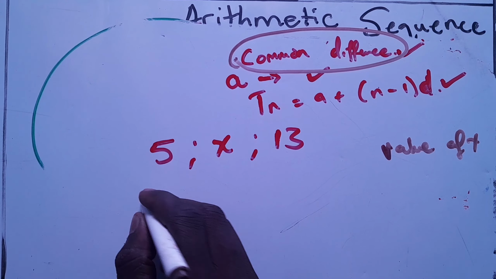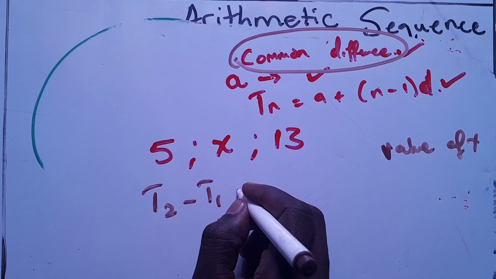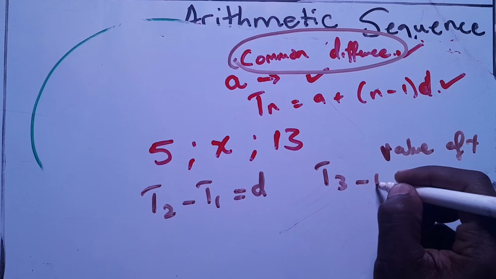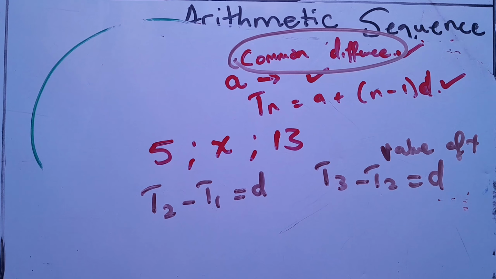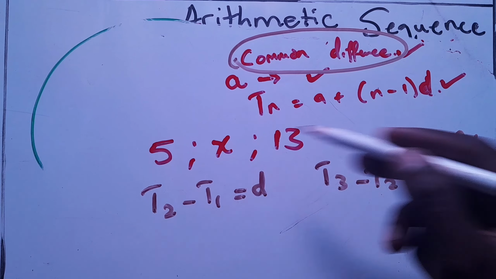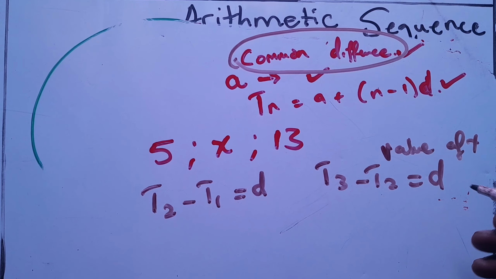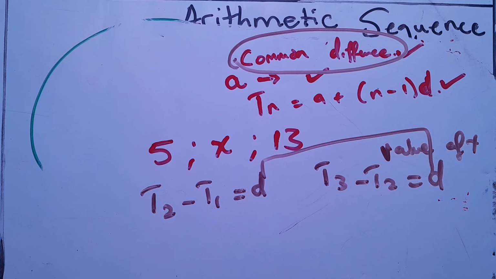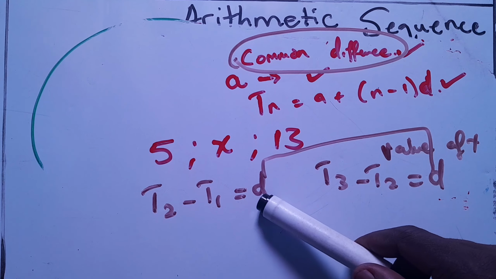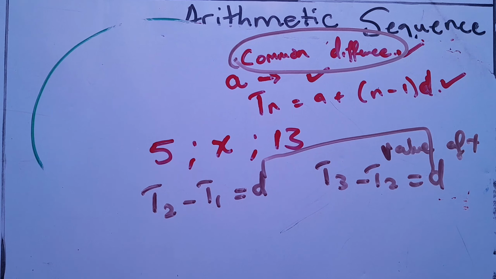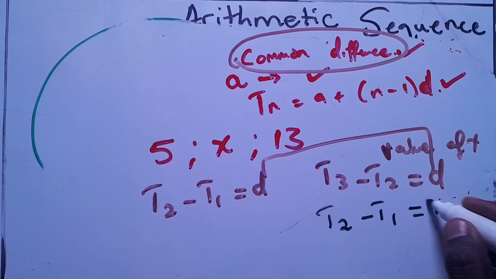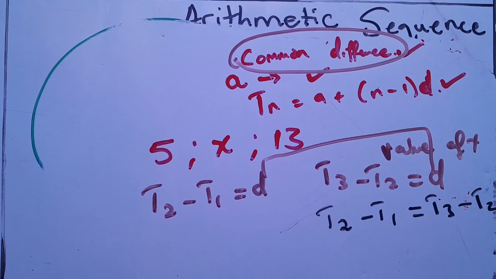So we are going to say term number 2 minus term number 1 gives us the difference, right? And also term number 3 minus term number 2 gives us the difference. Is that correct? But these differences are constant. They are the same, right? So it means that if this is the same and this is the same, we can equate these. So we can simply say T2 minus T1 should give us the same as T3 minus T2.